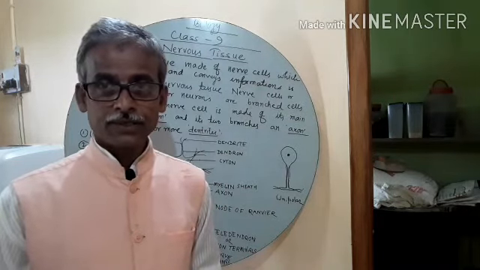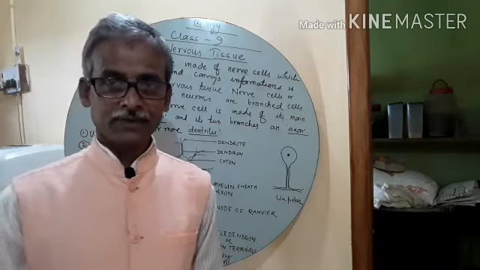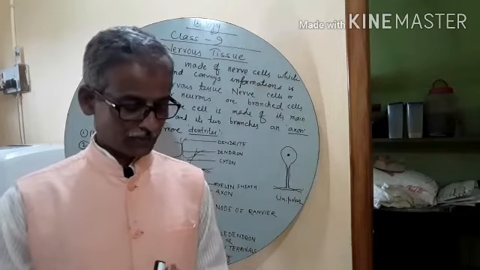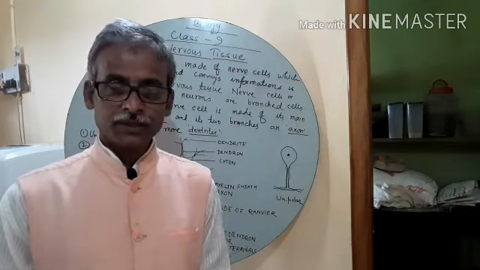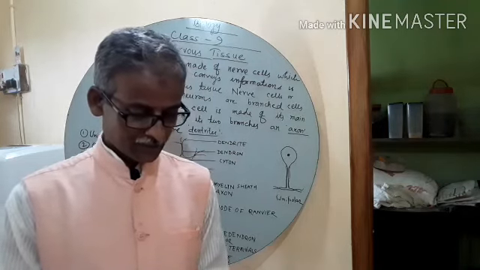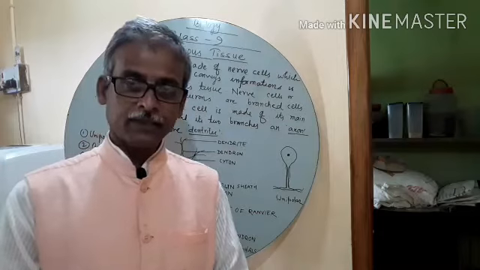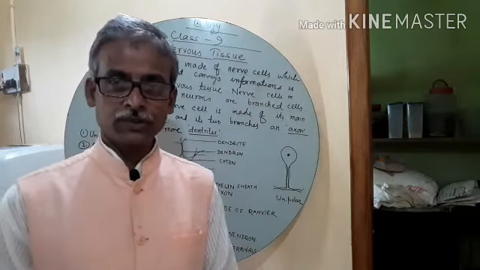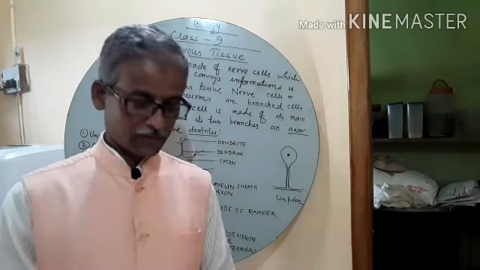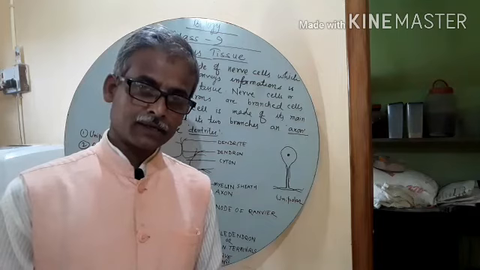And this is the end of the chapter Tissue, because you have studied different plant tissues and different animal tissues, that is epithelial tissue, muscular tissue, connective tissue and nervous tissue.